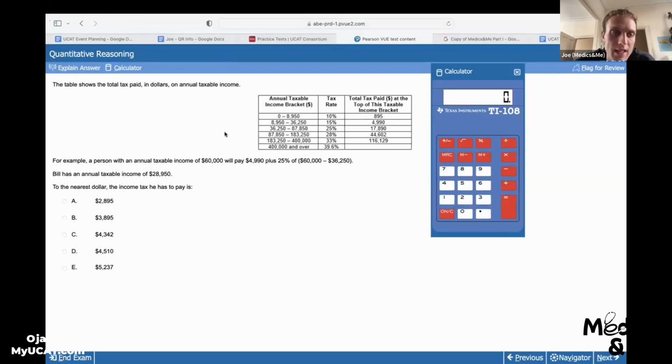And this is another great example of a question where you can cut corners and save time. You don't need to be punching all of these numbers into the calculator, which will just eat up seconds and minutes eventually. So we've got a person who's earning 28,950. The immediate thing to recognize is that the bottom tax bracket ends at 8,950, so they're only earning £20,000 more than that bottom tax bracket. So it's very round numbers.